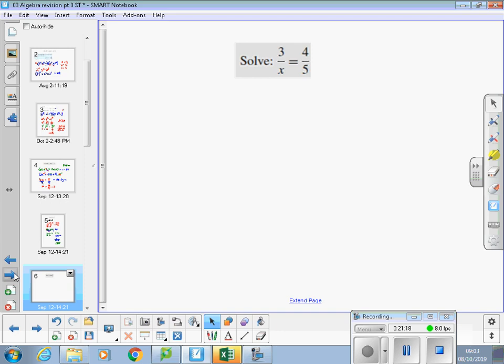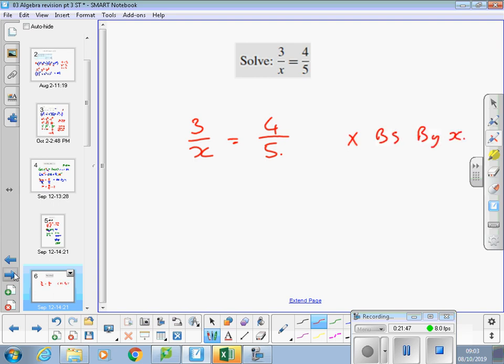Right. 3 over x is equal to 4 over 5. What ideas have you got for solving that problem? Okay, multiply by x. So we end up with 3 is equal to 4x over 5.